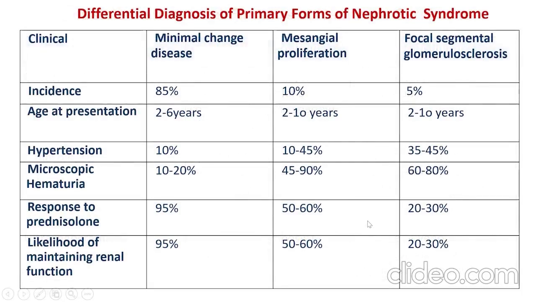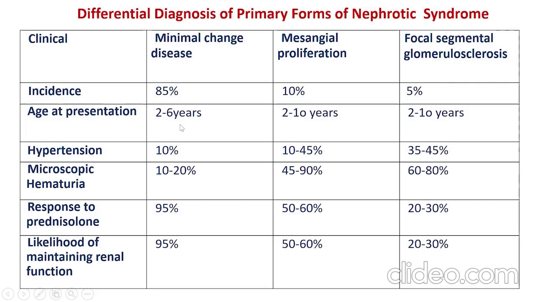Next, differential diagnosis of primary forms of nephrotic syndrome. Let's compare minimal change disease, mesangial type of glomerulonephritis, and focal segmental glomerulosclerosis. These are the three most frequent types of primary nephrotic syndrome. Incidence for minimal change disease is 85%, which is very high. Mesangial proliferation about 10%, and focal segmental glomerulosclerosis about 5%.